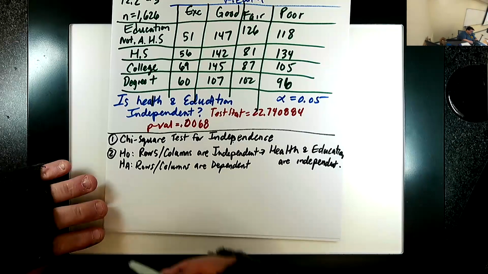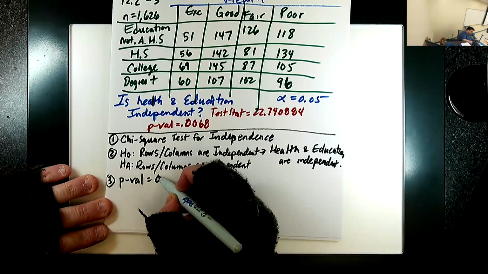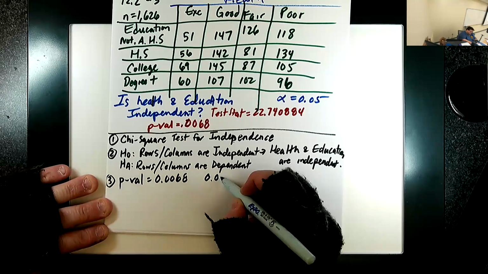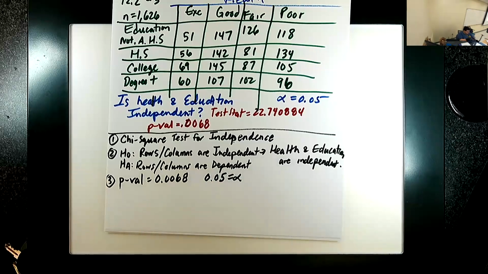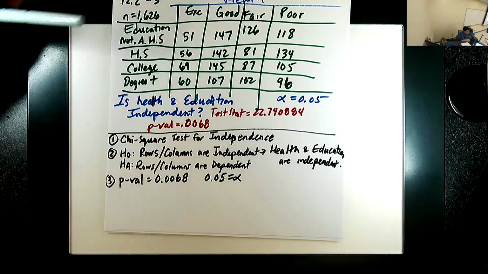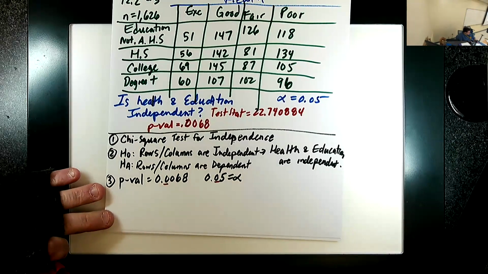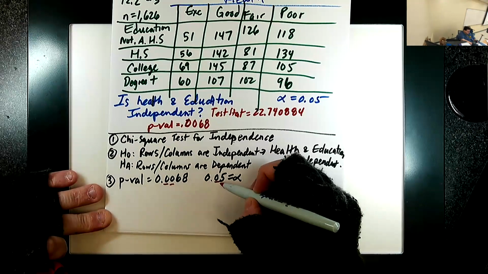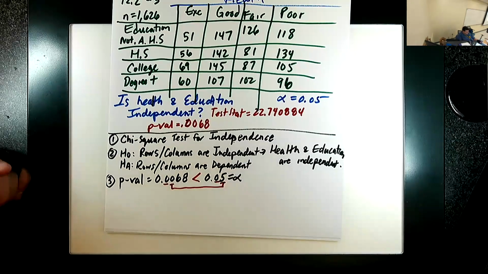Step three is compare p-value and alpha. P-value is 0.0068. Alpha was 0.05. As a reminder, go through them one decimal at a time if you're not comfortable rounding. And as soon as the decimal places don't match, compare those. 0, 0 match, the next one is 0 against 5. 0 against 5, 5 is larger, so I'll make the alligator towards the 5.